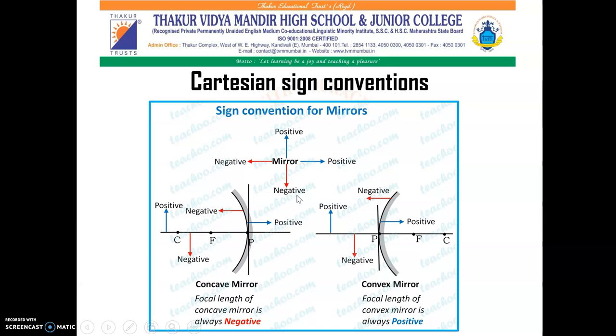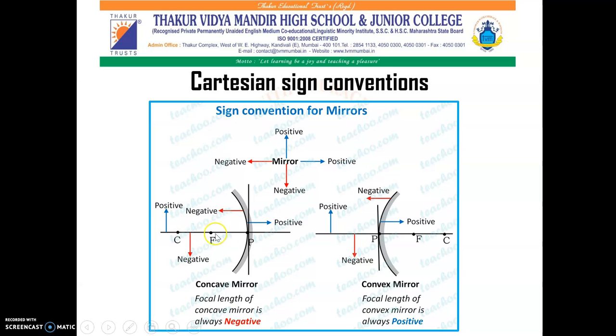Let us understand Cartesian sign convention. According to the Cartesian sign convention, the pole of the mirror, as shown over here in the picture, is taken as the origin. The principal axis is taken as the x-axis of the frame of reference. The sign conventions are as follows.